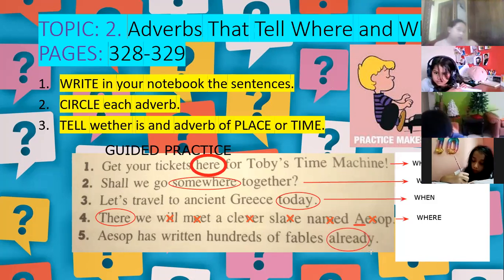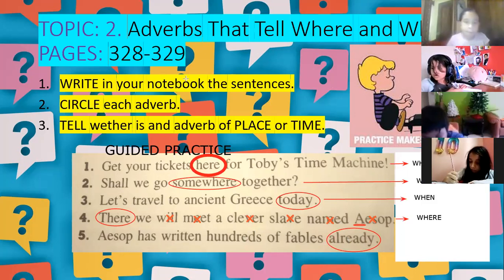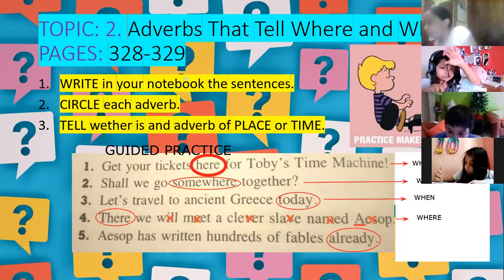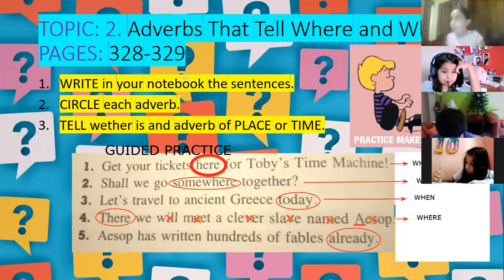Hundreds. Already. Hundreds is an adjective. Colors and numbers are adjectives. Because if you say, I have 800 lempiras, lempiras is a noun. But what modifies that lempira? The number of lempiras you have. So the numbers are adjectives.